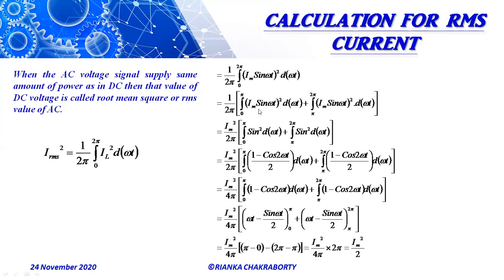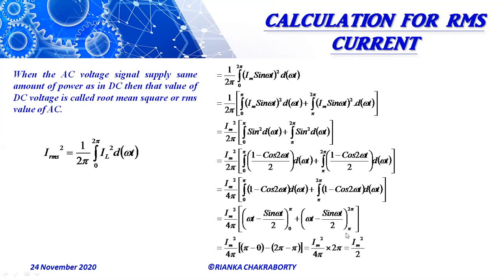We just put the value here. The value of IL when omega t is between 0 to pi is Im sin omega t, and when omega t is between pi to 2 pi, it is minus Im sin omega t. So it is integration of 0 to pi of Im sin omega t whole square d omega t plus integration of pi to 2 pi of Im sin omega t whole square d omega t. Im square is the constant term, so we take it out: Im square by 2 pi, integration of 0 to pi sin square omega t d omega t plus integration of pi to 2 pi sin square omega t d omega t. I put the value of sin square omega t, that is 1 minus cos 2 omega t by 2, and just do the integration.